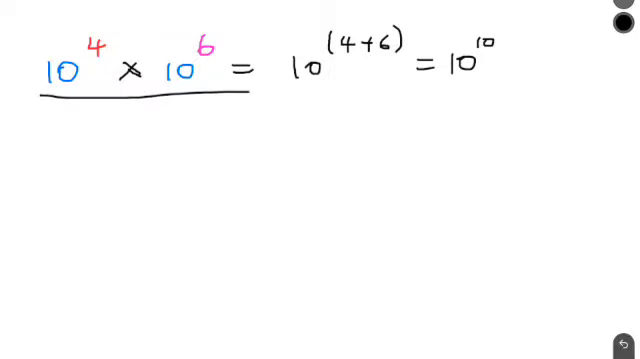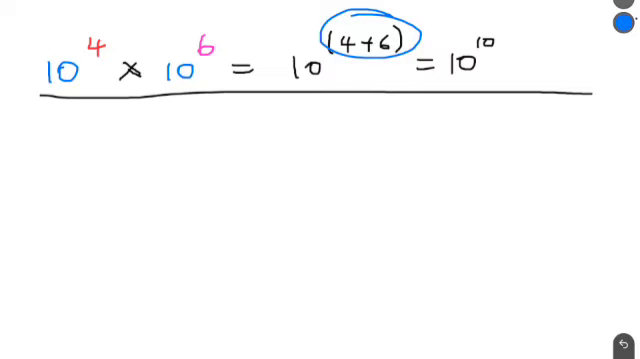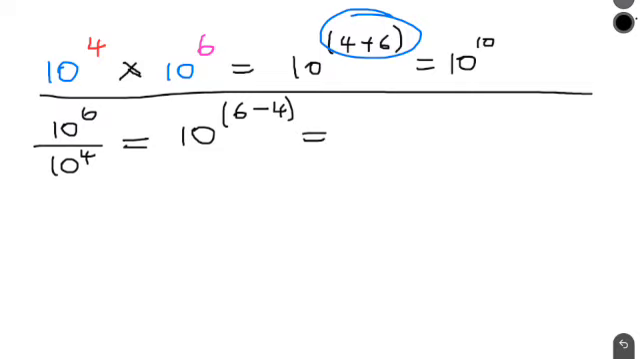If we're dividing powers, instead of adding the exponents, what we'll do is subtract the exponents. Here's an example. Why don't we use the same examples here? 10 to the power of 6 divided by 10 to the power of 4. What we do is we subtract 6 minus 4, and that is equal to 2.